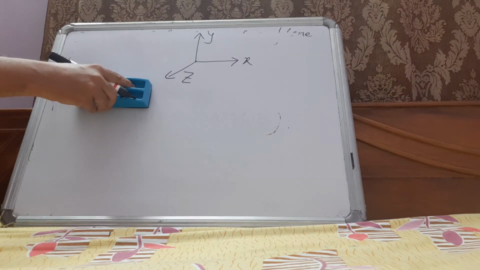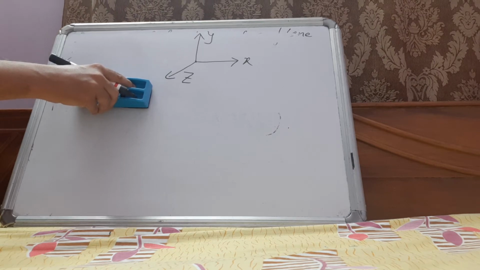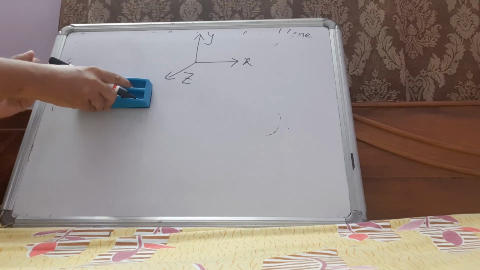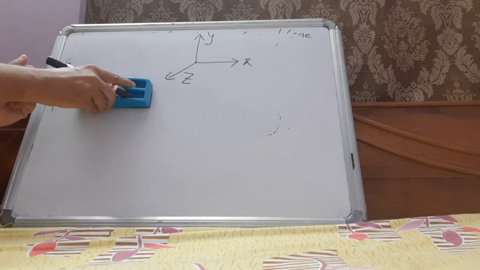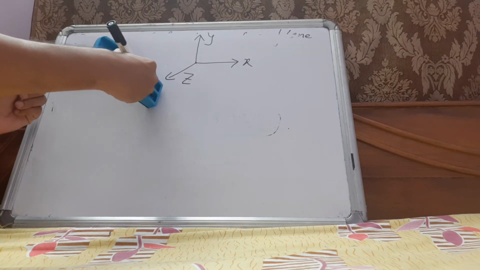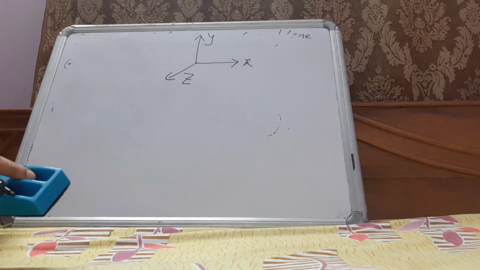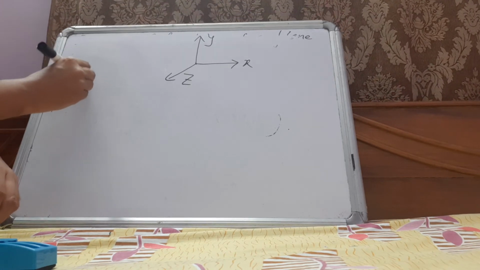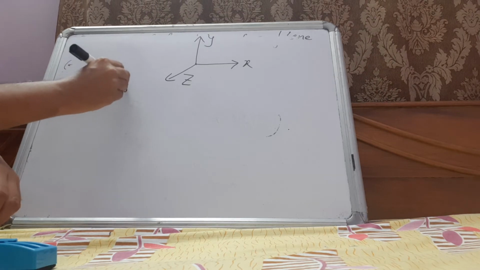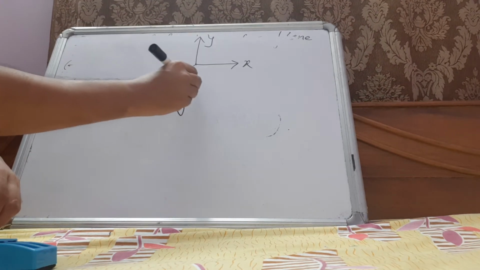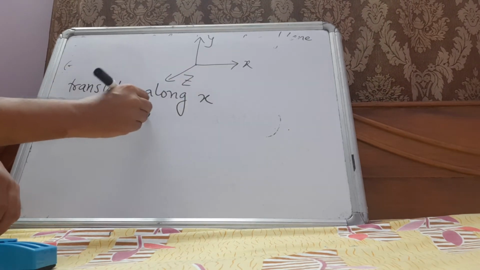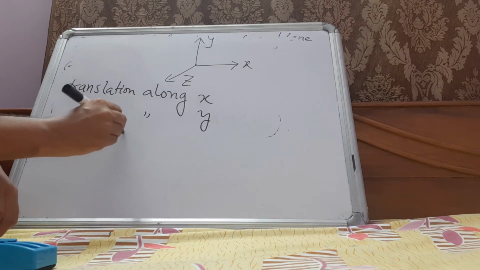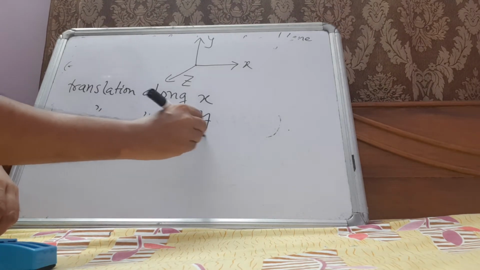Similarly, if it tries to rotate about x-axis, it will again be out of the plane. Also, if it tries to rotate about y-axis, in that case also it will be out of the plane. That means it can have 3 degrees of freedom: translation along x, translation along y and rotation about z.